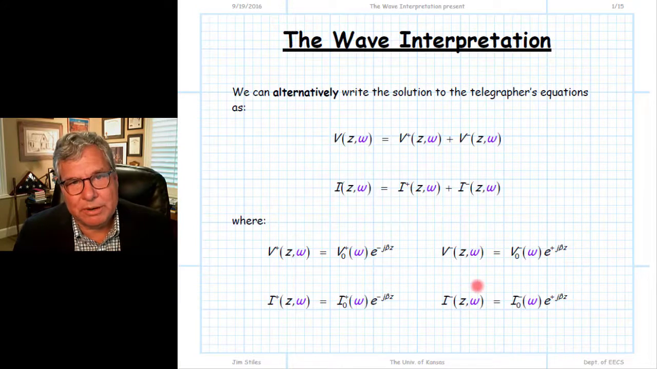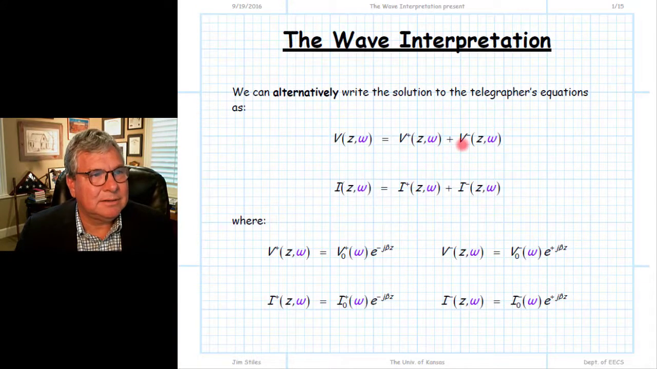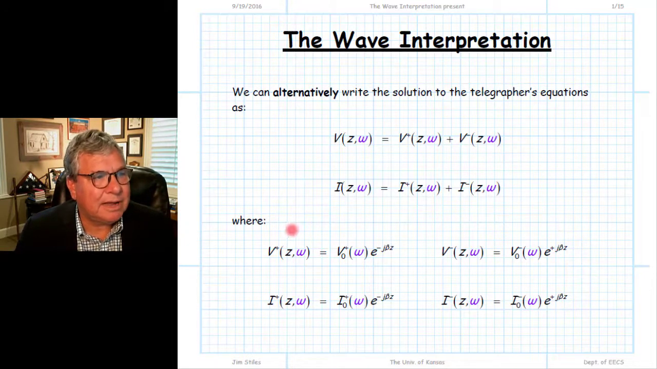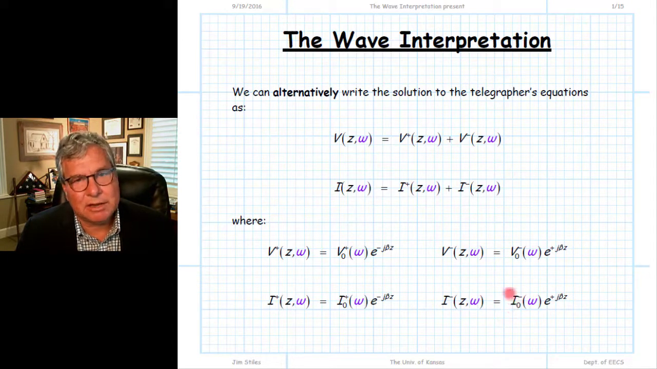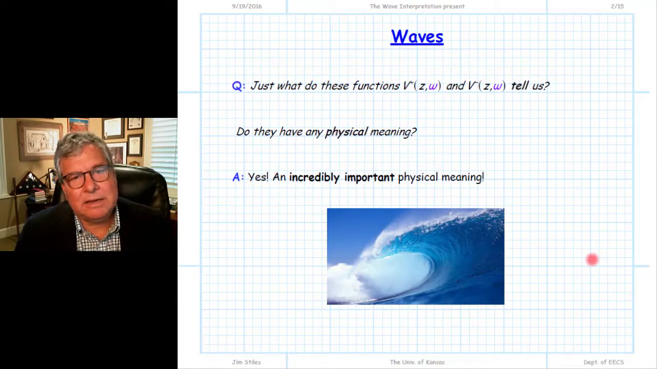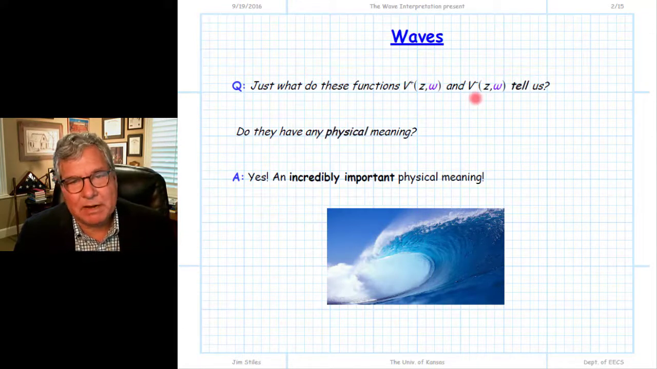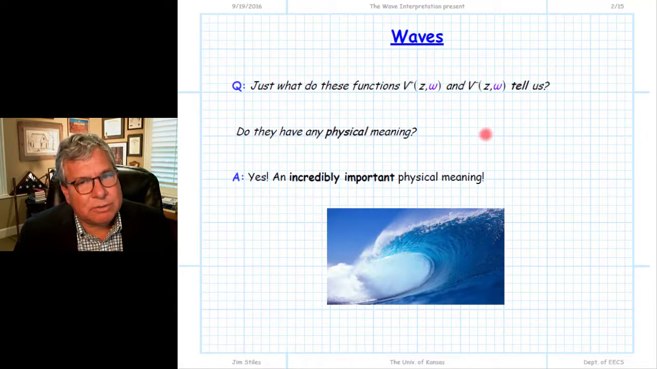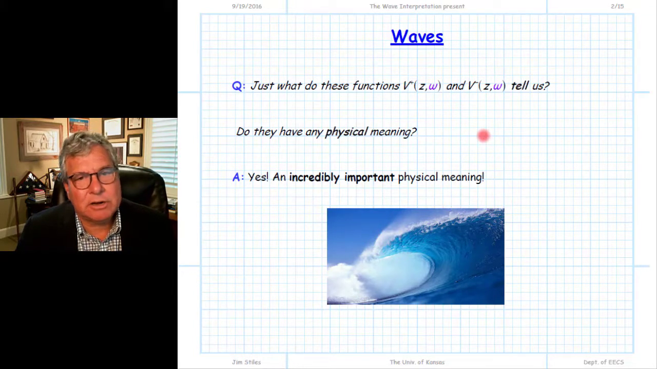So why do we write the equations in this seemingly more abstract or complicated way? It turns out that these functions, V plus and V minus and I plus and I minus, are very important physically. They really tell us about what's occurring on the transmission line and about transmission line behavior. What we find is that the functions V plus and V minus, as well as I plus and I minus, are a mathematical description of a physical phenomenon that's occurring on the transmission line.